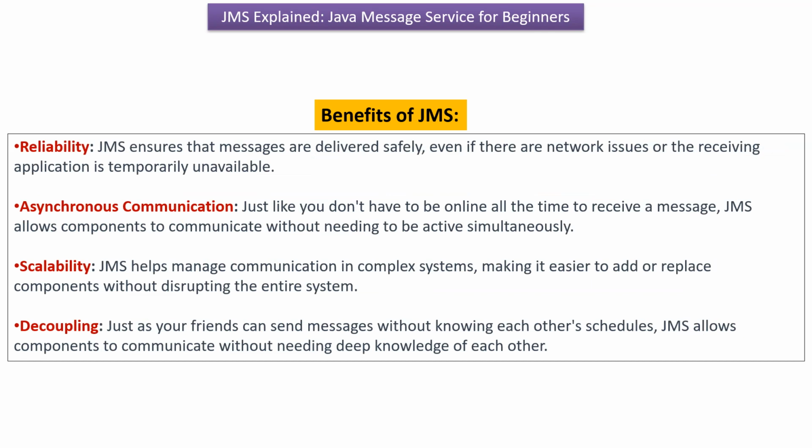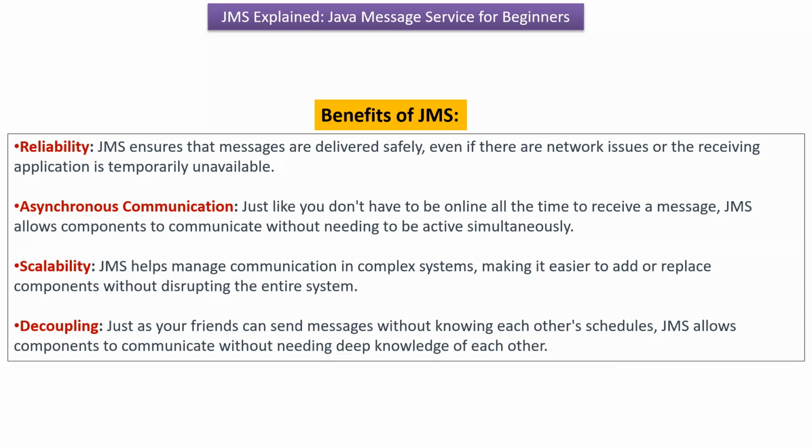The first one is reliability. JMS ensures that messages are delivered safely even if there are network issues or the receiving application is temporarily unavailable. The second point is asynchronous communication. Just like you don't have to be online all the time to receive a message, JMS allows components to communicate without needing to be active simultaneously.